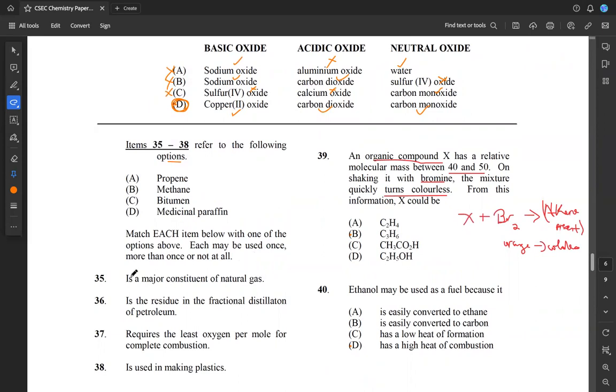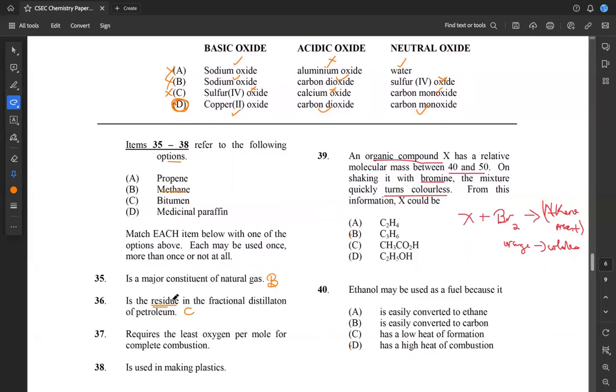Okay, so 35 is saying which of these is a major constituent of natural gas, and that's methane, right? So 35 is B. Methane is a major constituent of natural gas. Which of these is the residue in the fractional distillation of petroleum? So our residue is going to be bitumen, right? So that's C. So 36 is C.